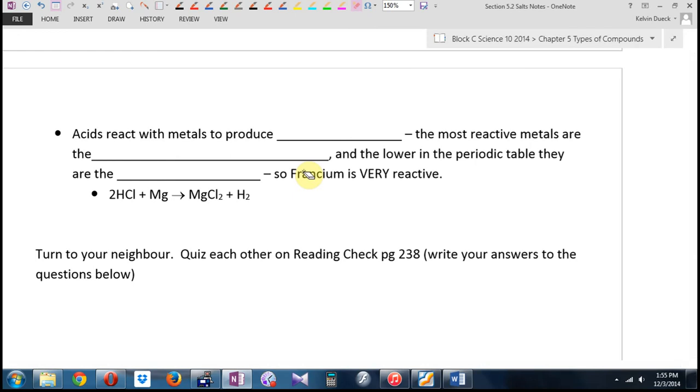Acids react with metals. This is our third thing. So we had acid-base, we had oxidization. Third one, acids react with metals to produce H2 gas, hydrogen gas, what you guys in that color change lab called bubbles. The most reactive metals are, we know this from Science 9, what are the most reactive metals on our periodic table? The ones that explode when we drop them in water. Alkali metals, column number one.